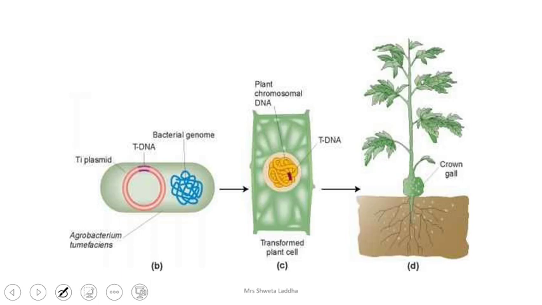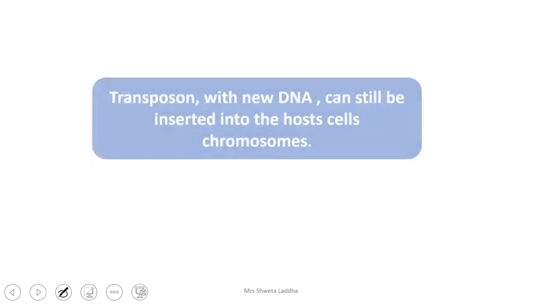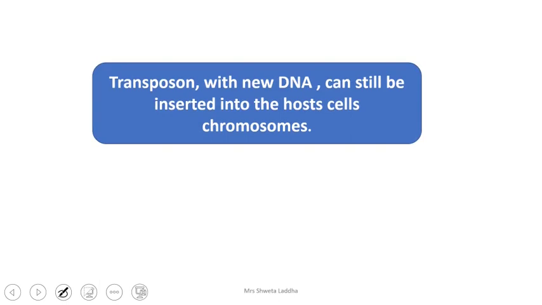beneficial purposes. Suppose tDNA is used as a transposon and this tumor inducing gene is replaced by some beneficial gene. Again this tDNA will enter, but now it doesn't have the gene for causing gall. Instead of that we can put some useful genes and induce some useful characters into this plant. So this is how they can be used as very good vectors. Transposons with new DNA can still be inserted into the host cell chromosomes.